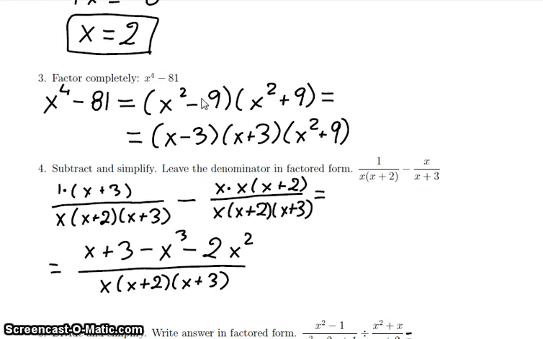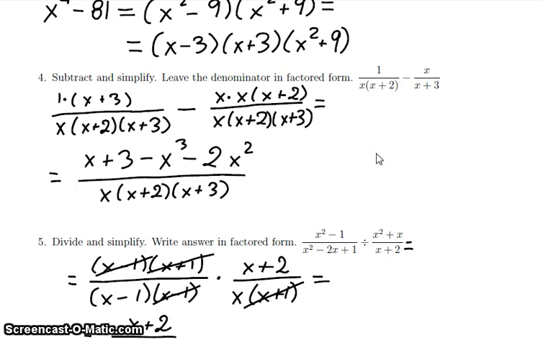Problem 3. Factor completely x to the 4th minus 81. This is a difference of two squares. So first we factor into x squared minus 9 and x squared plus 9. And then x squared minus 9 is another difference of two squares, which factors into x minus 3 times x plus 3. X squared plus 9 doesn't factor anymore.